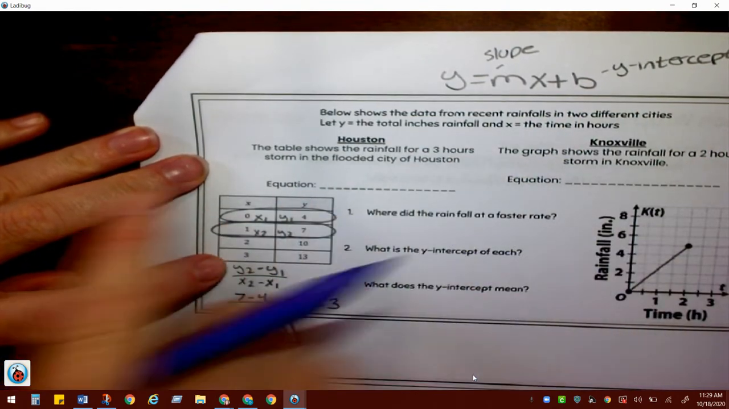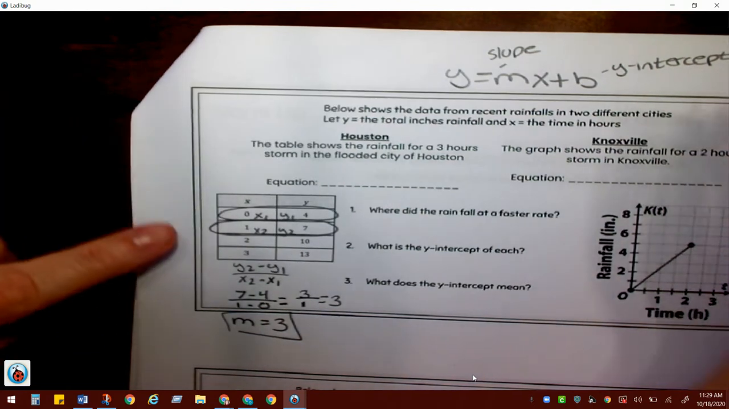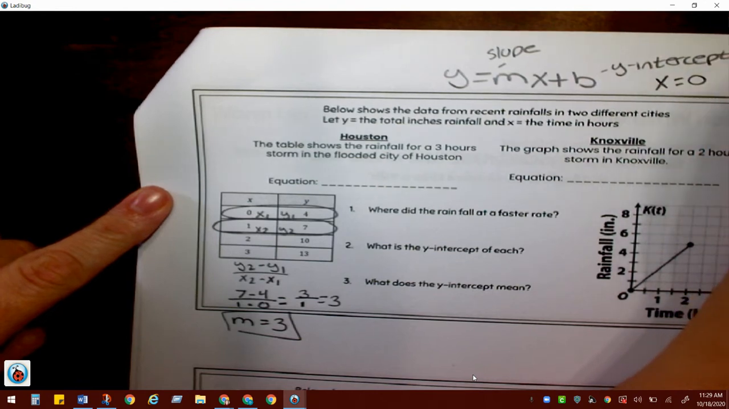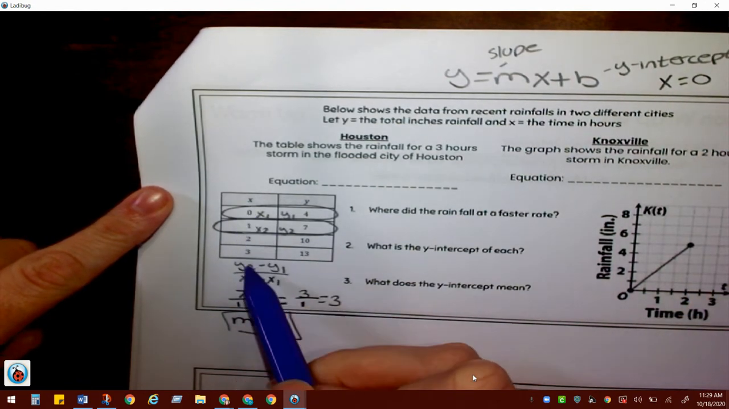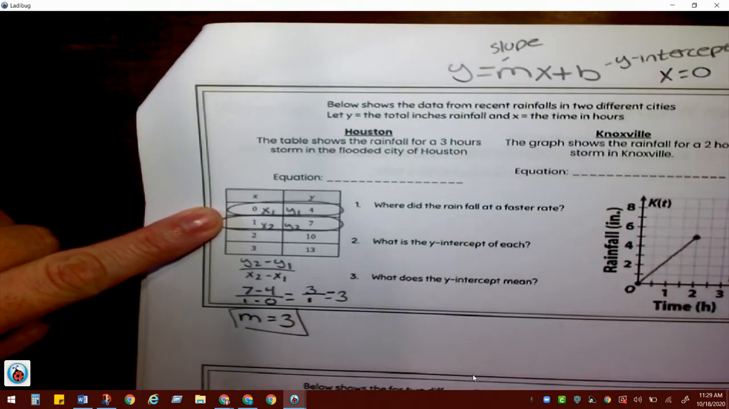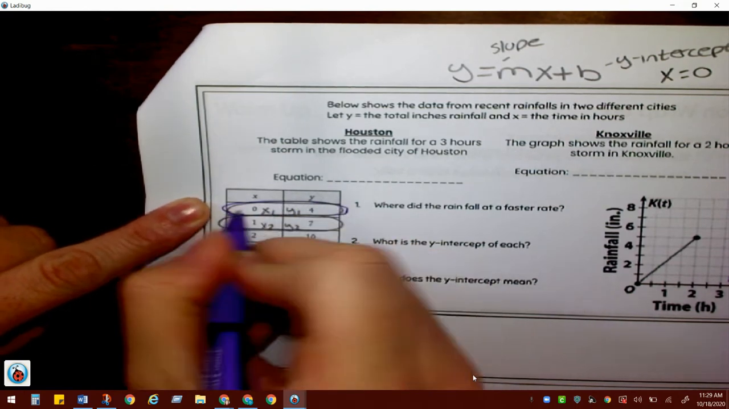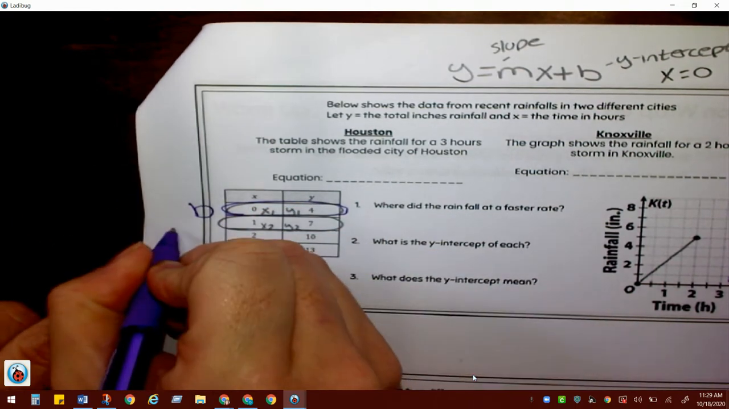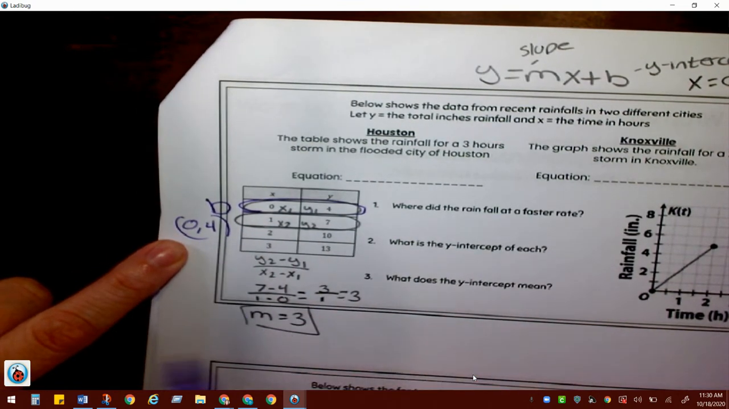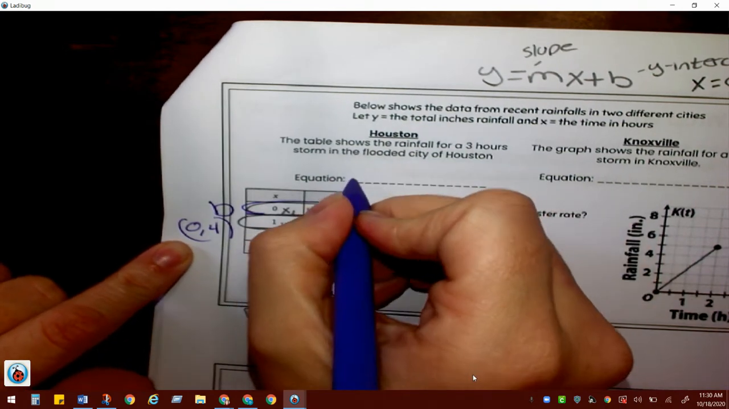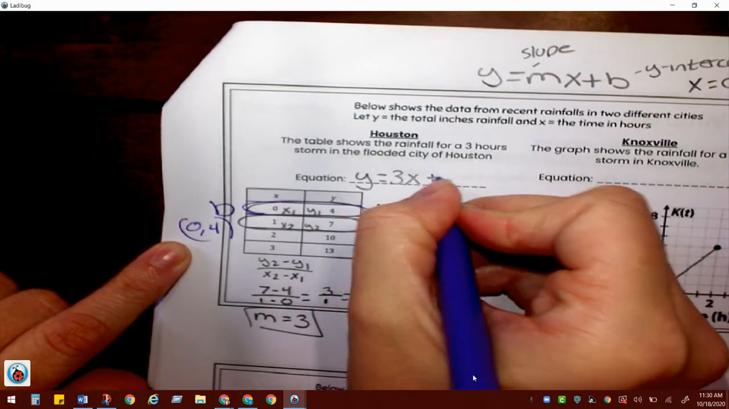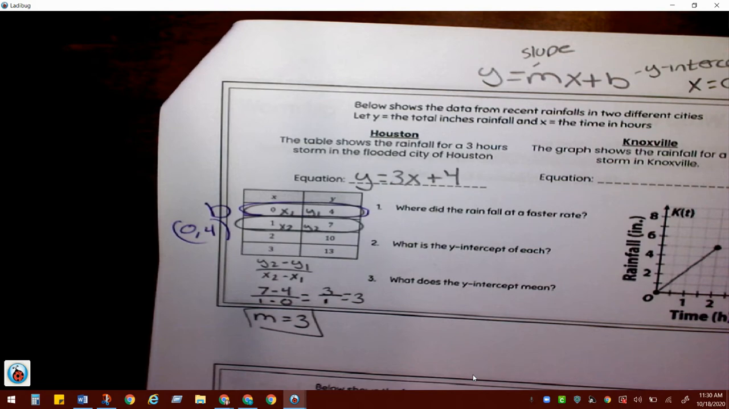Sometimes we're lucky enough and the y-intercept is given to us on our table. And if you recall, y-intercepts mean that our x value is 0. So looking at our table, do we have an x value of 0? And we do. It's this first point here, (0, 4). And so that's your b, that's your y-intercept. Now that I have my slope and my b, I'm going to plug them into my equation. So my equation is y equals 3x plus 4.